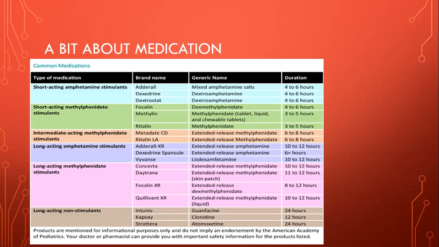ADHD is not necessarily something that gets outgrown. However, the amount of medication given statistically goes down as the child gets older, ideally because they have started to feel what normal feels like, and they know how to attend to get to that point again.